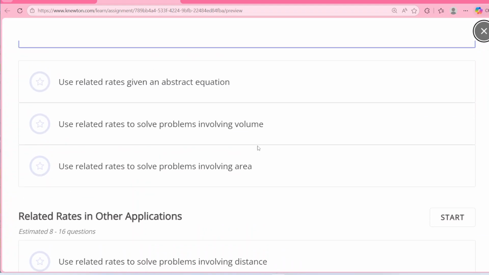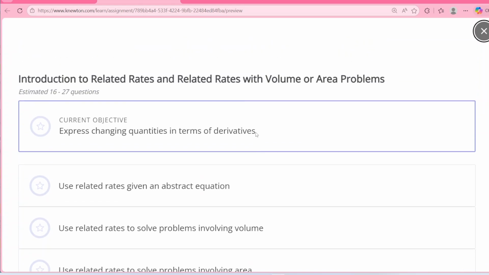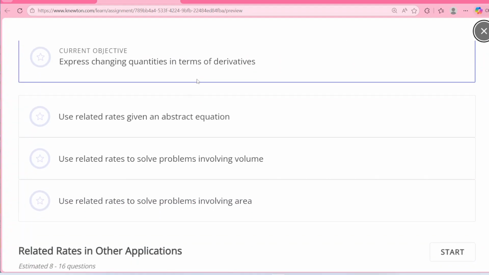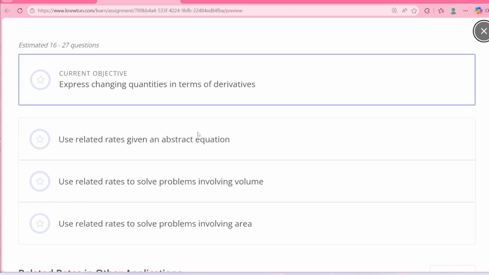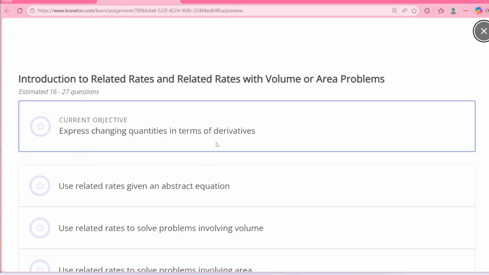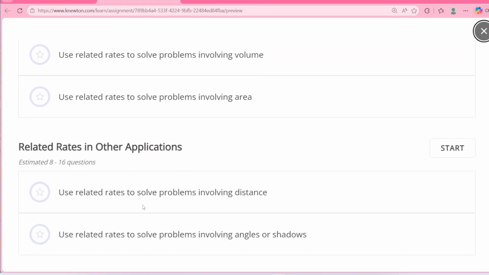So this one has 6 objectives broken up into 2 headings. So we'll be taking through these 4 objectives here before being moved into these 2 on related rates and other applications. I do have it set up where you could switch to the other heading whenever you wished, but I will not be doing that in this video.